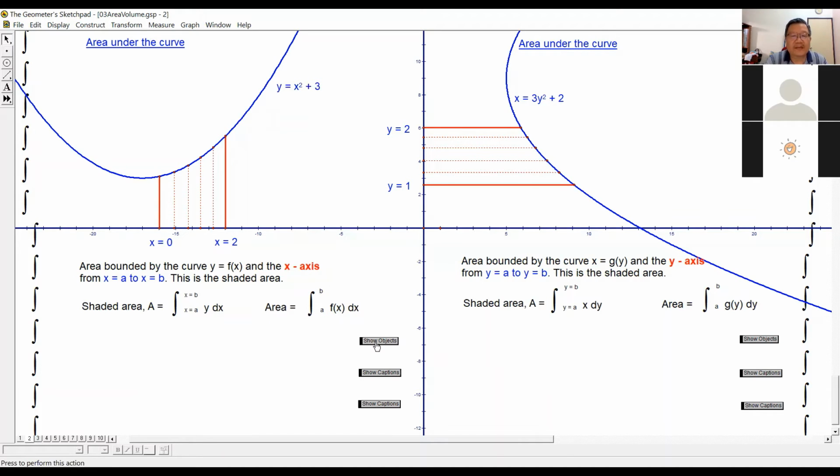Okay, right. So how to do it? What is the formula we use? Integrate y dx. And the y you have to change to this x squared plus 3. So I want to integrate y dx. The y you have to change to x first before you can integrate with respect to x. And the numbers here, they are values of x. That is x equals 0 and x equals 2. Any question?